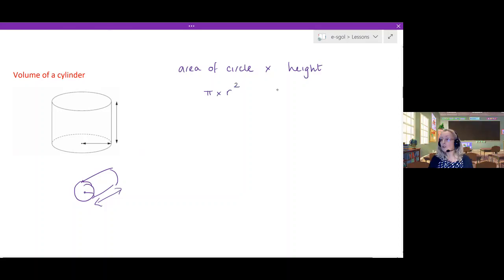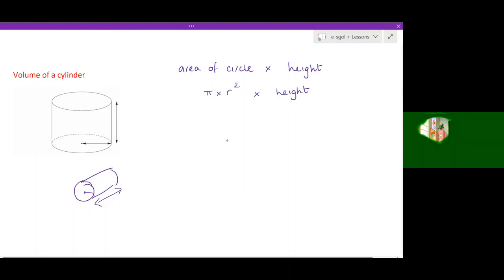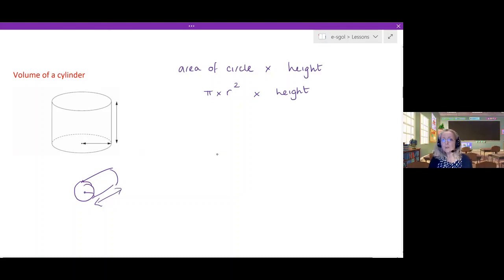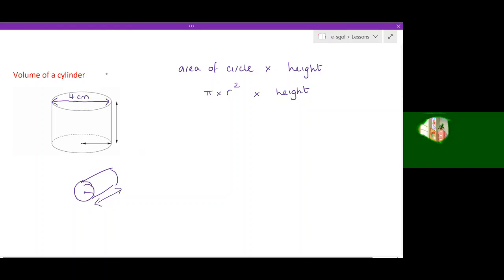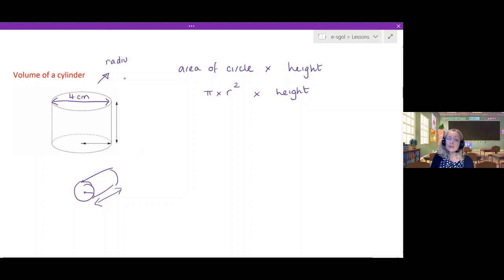And then you would multiply that by the height. And the thing to really watch out for with this one is to be careful in case they give you a diameter. If they tell you that all the way across the top there is 4 centimetres, you have to start by finding the radius. And the radius is half the diameter. It only goes from the middle to the outside. It doesn't go all the way across. So on this one, my radius would be 2 centimetres, and I would have to work that out first. And that's the main thing you've got to watch on those questions.